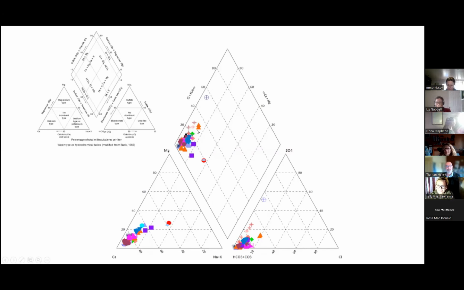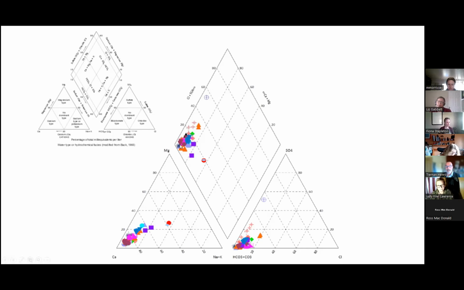Okay. So each one of these little symbols is a separate water sample, and you can see in this particular case, I can't quite remember, but I think there's about 20 samples on this diagram, but these are all from wells in a particular area. This is for a project I worked on a few years ago.